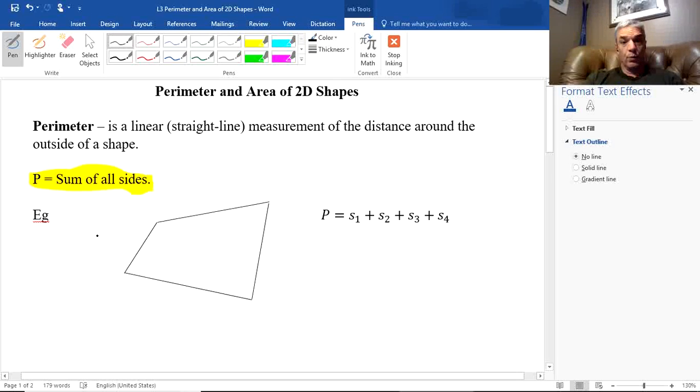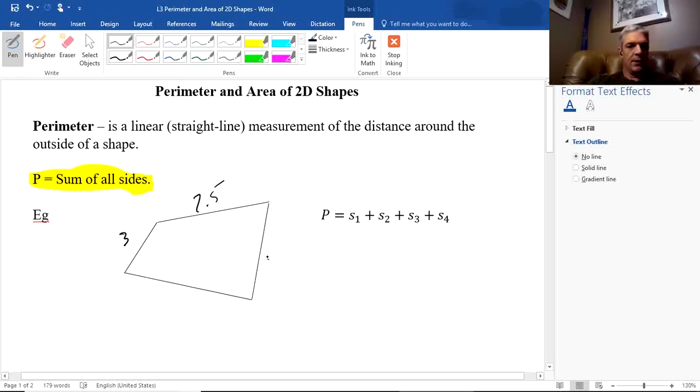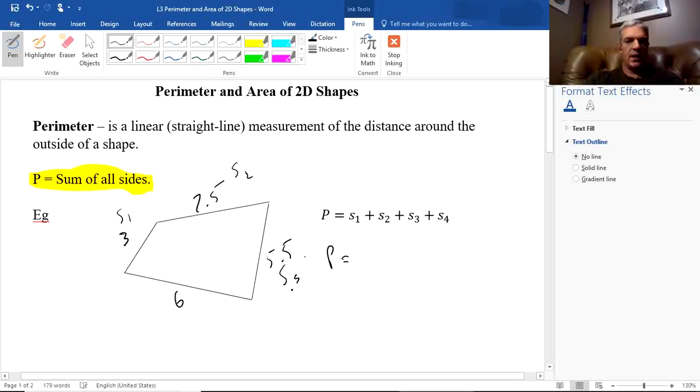It's an irregular quadrilateral. And so if I designated some distances here, 7.5, 3, and say this was 5.5, and then we called this one 6, we can add them up and we can say P equals the sum of all these sides. So we call this S1, this would be S2, S3, and S4, okay? And so we use the formula S1 plus S2 plus S3 plus S4 and so on if you have more sides, and you just simply add them up.